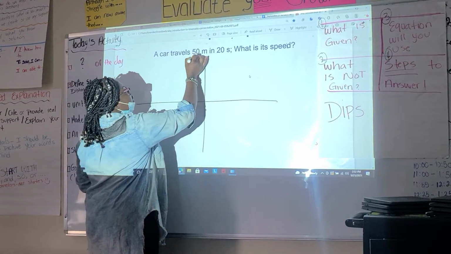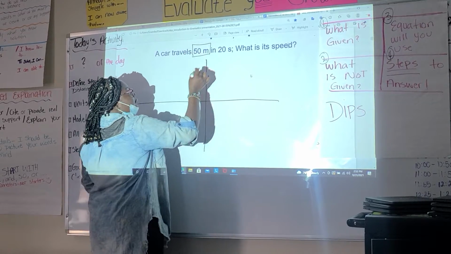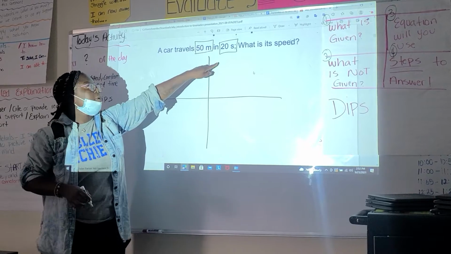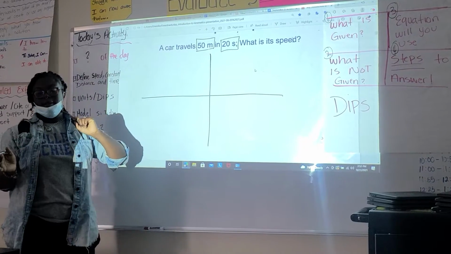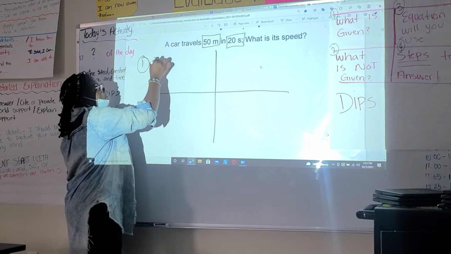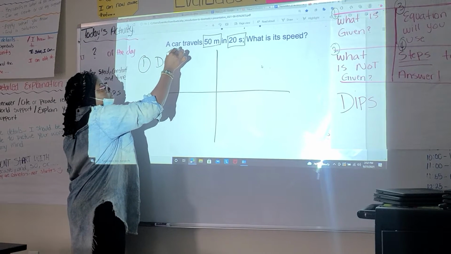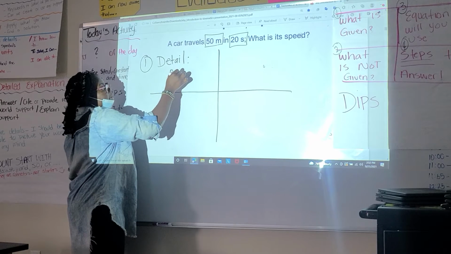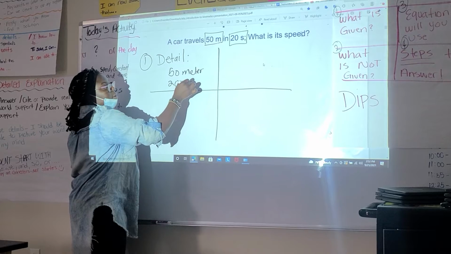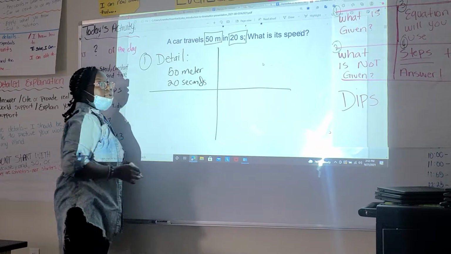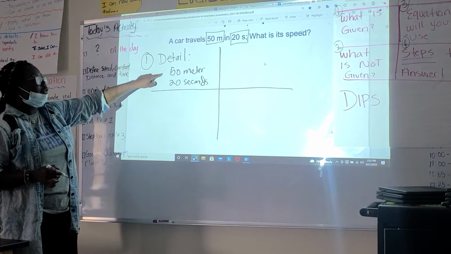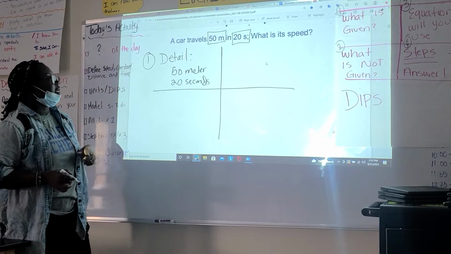The key details here are 50 M and 20 S. What is M? Meters. And what's S? Seconds. Perfect. That's what we need. So our detail in box number 1 is going to be 50 meters and it's going to be 20 seconds. Okay, hold on one second. So 50 meters and 20 seconds.